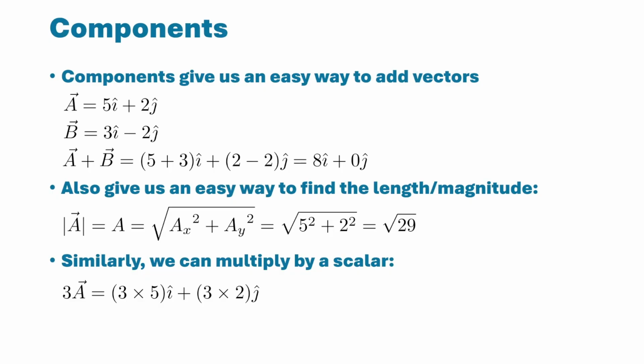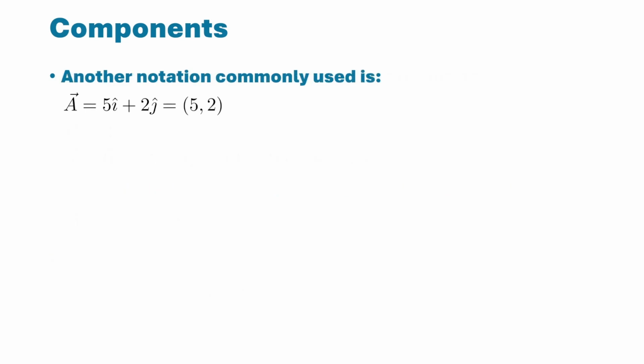Similarly, we can also multiply by a scalar in an easy way using components. Here the scalar just multiplies each component. So 3a is going to be 3 times its x component and 3 times its y component to get 15 i hat plus 6 j hat. Another notation that's commonly used is just the parentheses. So instead of writing out the i hat and j hat, you'll just write (5, 2).